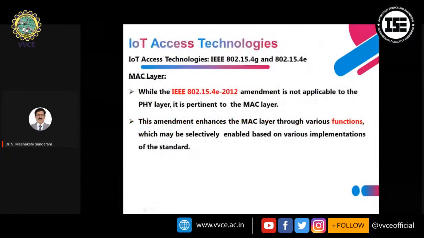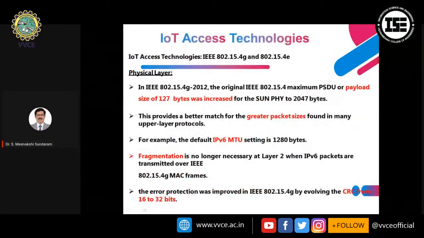Physical layer. Okay. Let us take the IEEE 802.15.4G and 4E physical layer. The 4G 2012 standard originally had a maximum PSDU or payload size of 127 bytes, which was increased for the SUN PHY to 2047 bytes. So this provides a better match for the greater packet sizes found in many upper layer protocols. For example, the IPv6 MTU setting is 1280 bytes.